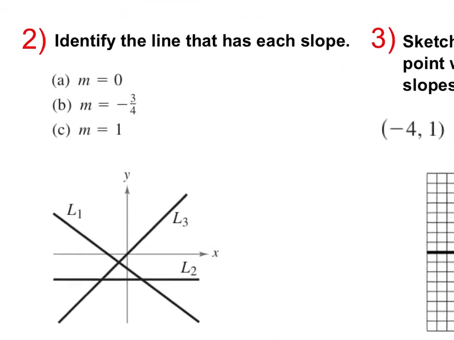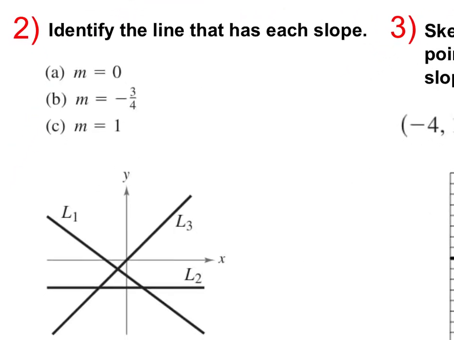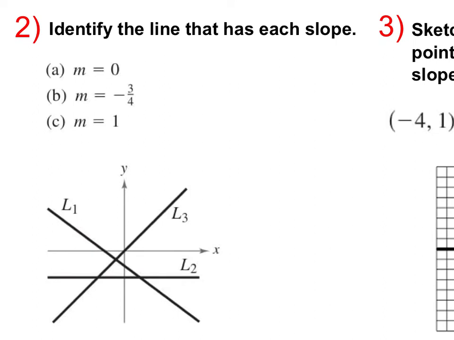All right, number 2, this is something I took from the book that you're going to be asked to do. Identify the line that has each slope. Now we've got 3 lines down here. We've got line 1, we've got line 2, and we've got line 3. Now nothing on here, I don't get any numbers, I don't get any equations, the only thing I get is the slope. But just by seeing the direction of the slope, so in my problem here, I have a 0 slope, I have a -3/4, and I have a positive 1.